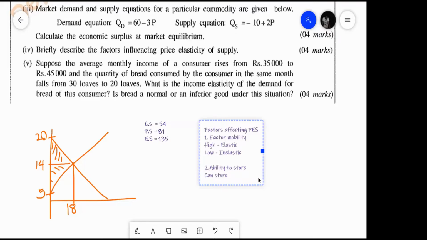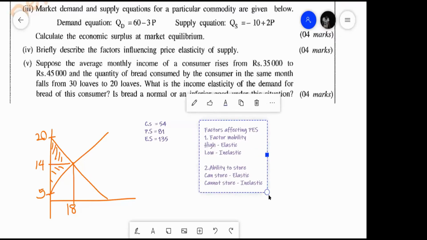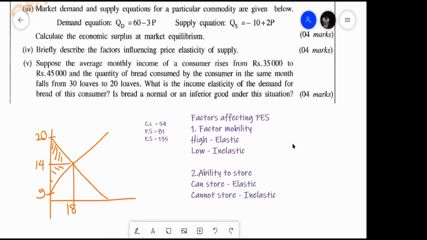So, ability to store. If you can store, the good becomes elastic. If you cannot store, you have no option, you have to put the good out, then it becomes inelastic. So those are 2 points. Apart from that, what else can you write?